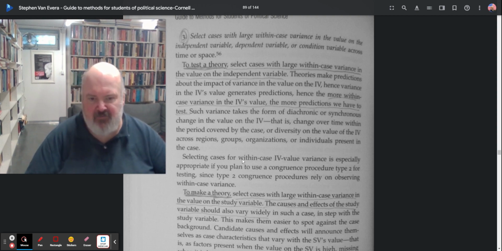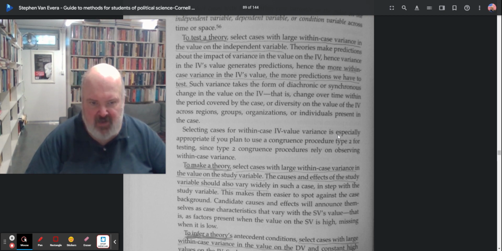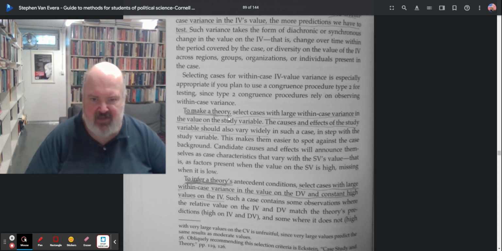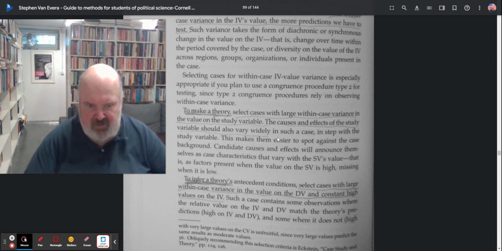Selecting cases for within-case IV variance is especially appropriate if you plan to use congruence procedure type 2 for testing, since type 2 congruence procedures rely on observing within-case variance. To make a theory, select cases with large within-case variance in the value on the study variable, right? Whatever it is, IV, CV, whatever. The cause and effect of the study variable should also vary widely in such a case, in step with the study variable. This makes it easier to spot against the case background.